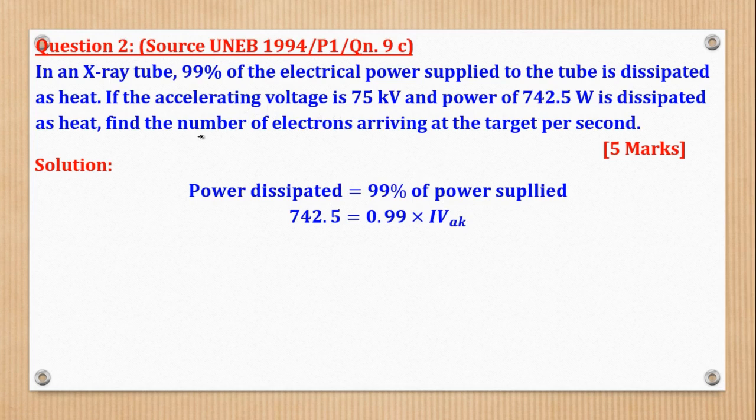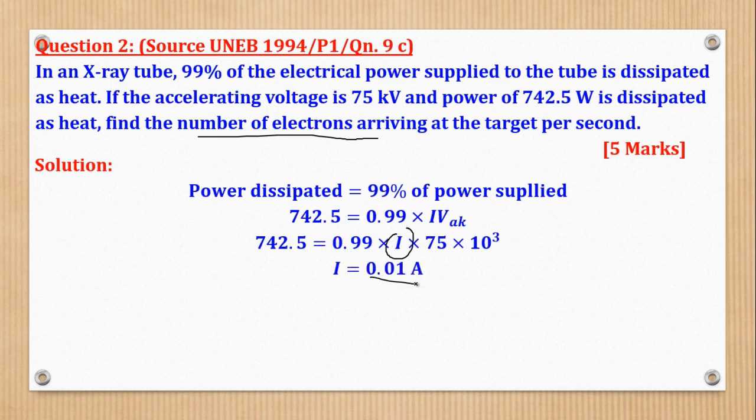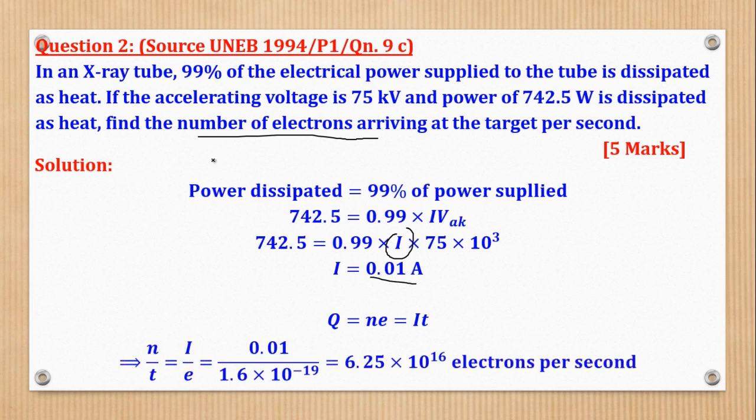So for you to get the number of electrons arriving at the target per second, we need the current. When we substitute, we remain with I as the only unknown, that we shall make the subject to come up with the current. And now that I know the current, I can easily get N over T, which is the number of electrons per second. So N over T is equal to I over E. E is a constant. Use a calculator to come up with this, and that will be the answer they wanted.